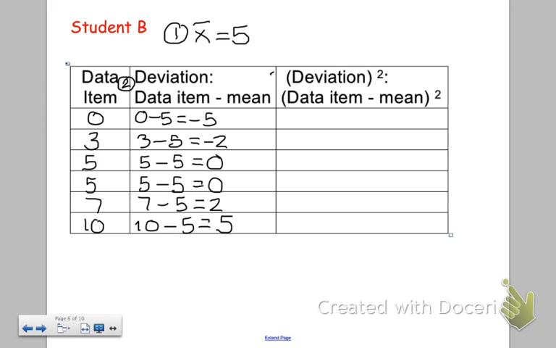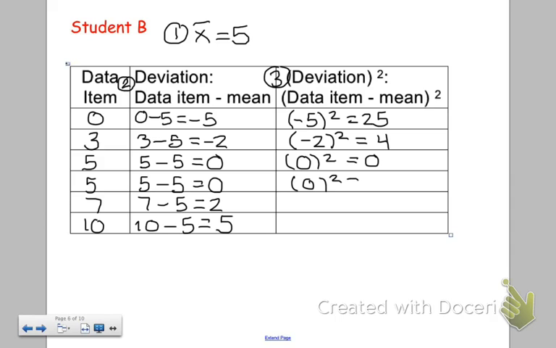Okay. Now I need to square each of those results. So I'm going to square negative 5, which gives me 25. Negative 2 squared is equal to 4. 0 squared is equal to 0. Another 0 squared is equal to 0. 2 squared is equal to 4. And 5 squared is equal to 25.